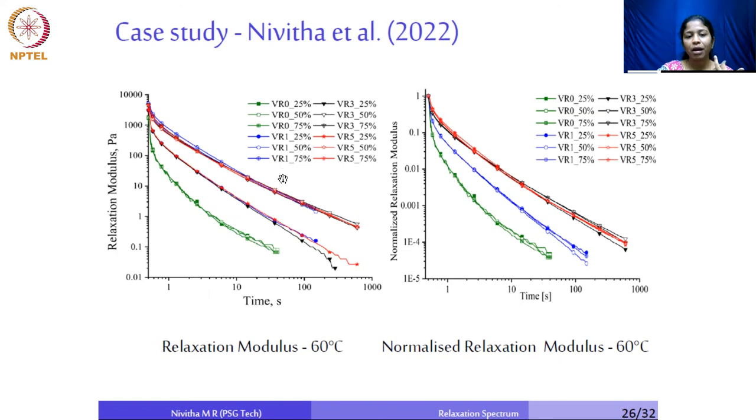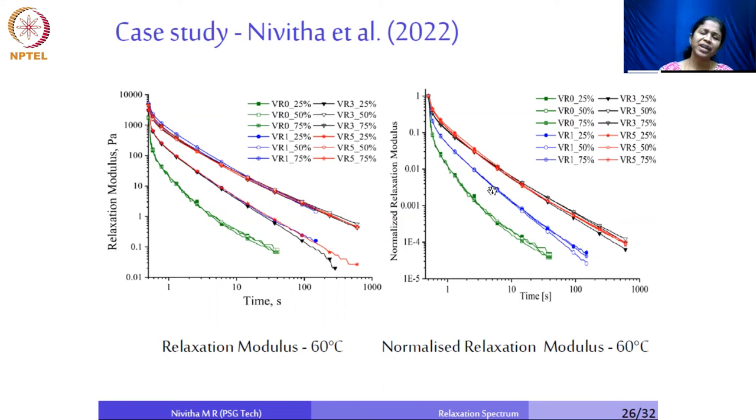To compare the manner in which the stresses relax for different materials, the modulus was again normalized. The starting value was kept as 1, and then the relaxation modulus was normalized. And you can see here, this is VR0 at 25, 50, and 75. This is VR1, again 25, 50, 75. For VR3 and VR5, you can see they are almost identical. Above 3%, there is not much of a difference in the manner in which they relax.